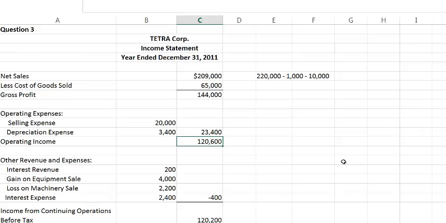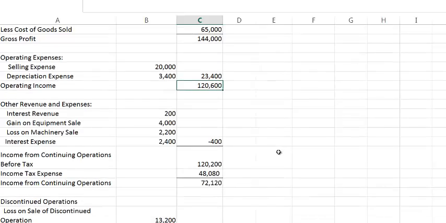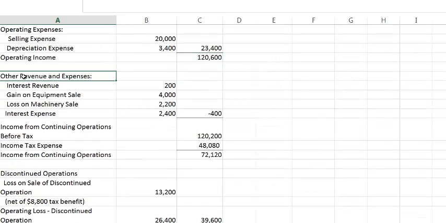But we're not finished yet. In order to get our income from continuing operations, we now have to look and see, do we have any other revenues and expenses? And in fact, we do. We have interest revenue, we have a gain on the equipment sale, and a loss on a machinery sale and interest expense.